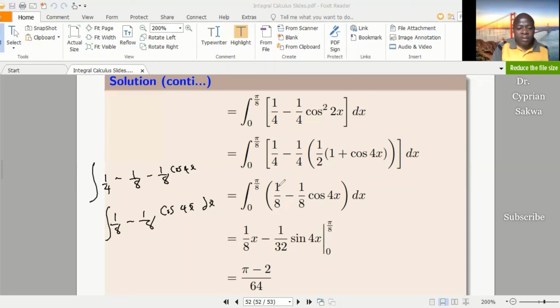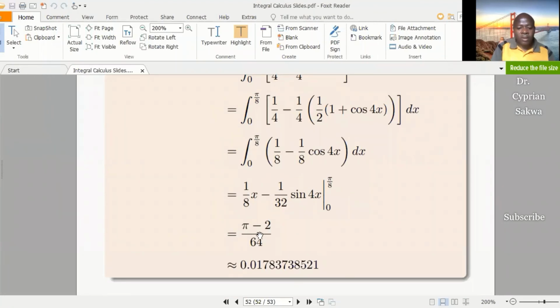So the integral of this will be 1/8 x, and negative 1 over 8 is a constant, and the integral of cos 4x will be sin 4x divided by 4. So that gives me negative 1 over 32 of sin 4x. And then we put the constant of integration. And this is what we arrive at.